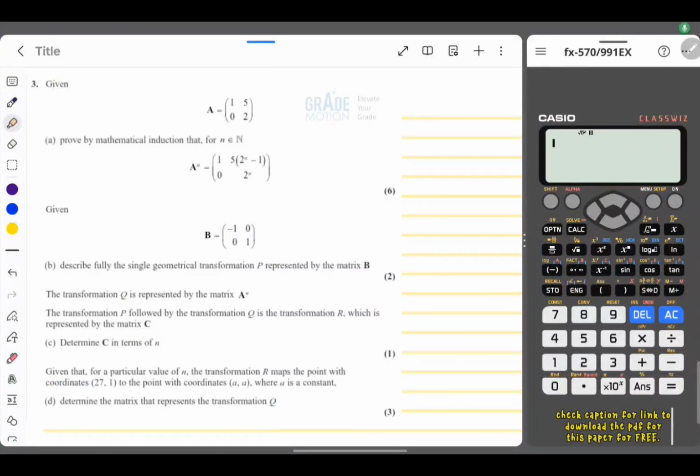Let's take a look at question 3. For question 3, we have a matrix question and we want to prove this statement using mathematical induction. So how do we do mathematical induction?